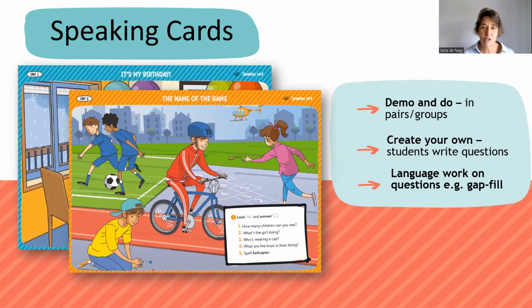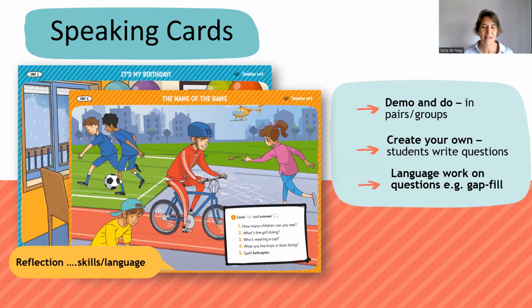And another thing you could do as well is you could select some of the questions and make them into a little bit of a gap fill, right? So here we've got how many children can you see? So we could cover the word children, and we get them to say how many children can you see? How many balls can you see? How many numbers can you see? How many, and so on. You get the idea, right?